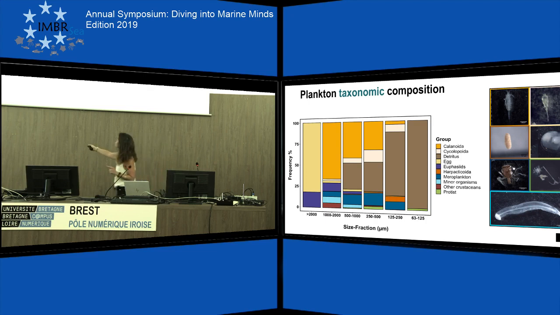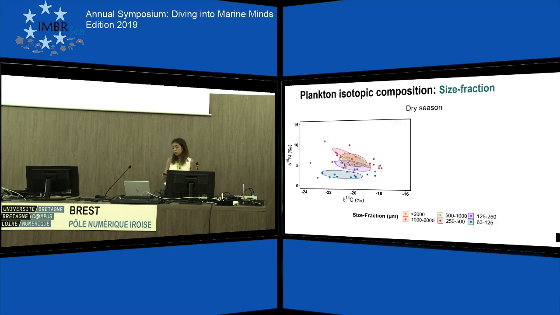Intermediate size fractions are dominated by copepods that become less abundant with decreasing size fraction, to completely disappear in the smallest size fraction, which was completely dominated by detritus, of which one part was mainly fecal pellets.